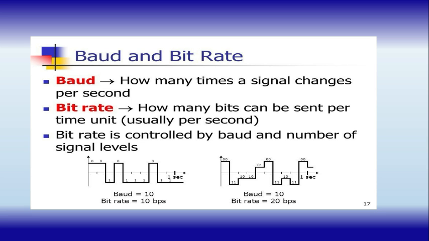Baud and bit rate. Baud means how many times a signal changes per second, and bit rate means how many bits can be sent per time unit, usually per second. Bit rate is controlled by the baud and the number of signal levels.